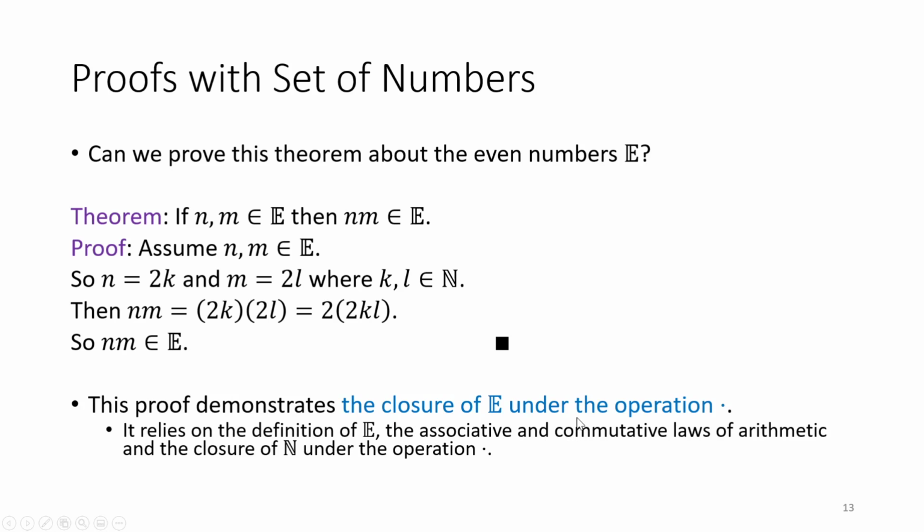This is called the closure of the even numbers under the operation multiplication. Closure means if you take two numbers and you apply the operation, in this case multiply, and you arrive back in the same set, then we've shown the closure of that set. A set is not closed if you can find two numbers and say you multiply them together and you get a number outside that set.